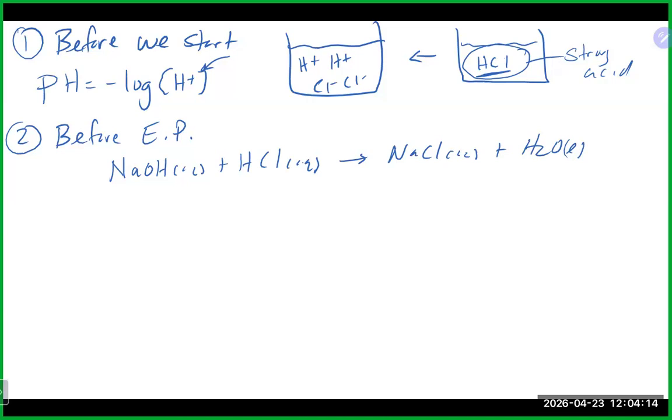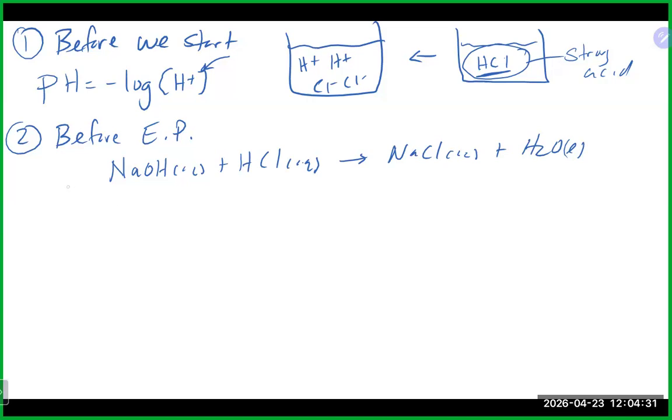Just like we did with buffers, when you're done with that very first table, you should convert back to molarity using the total volume. So the total volume in this case, obviously, would be how much of the acid you started with and how much of the base you dropped in, right? Wherever you're stopping at that point.